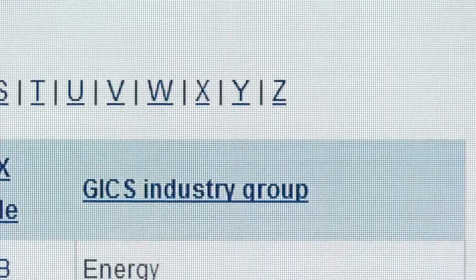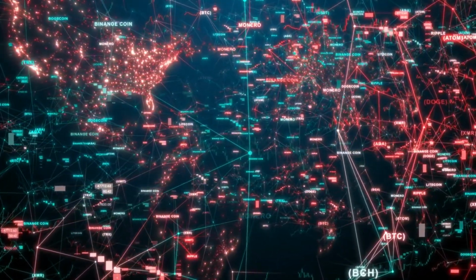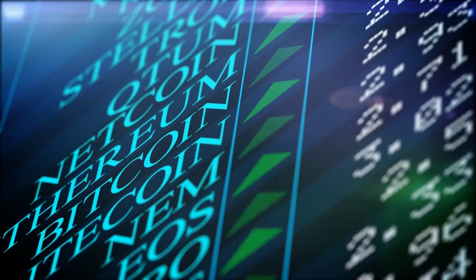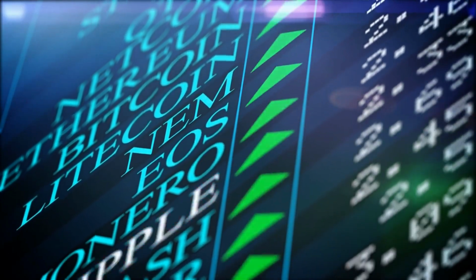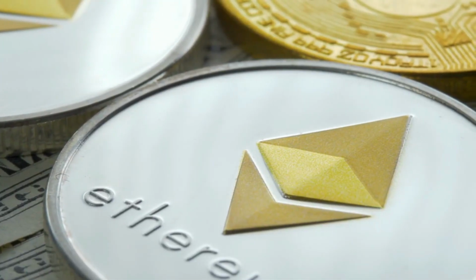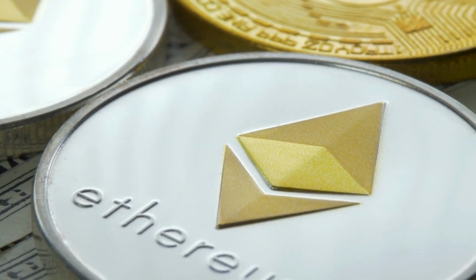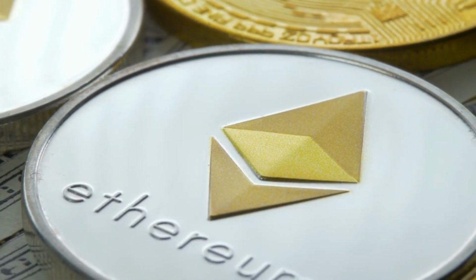E is for Ethereum. While we're on the subject of decentralization, let's talk about Ethereum. Far more than just a cryptocurrency, Ethereum is a vast ecosystem that enables the creation of smart contracts and decentralized applications, dApps. Its native currency, Ether, ETH, serves as the fuel that powers transactions and computational activities within the network.